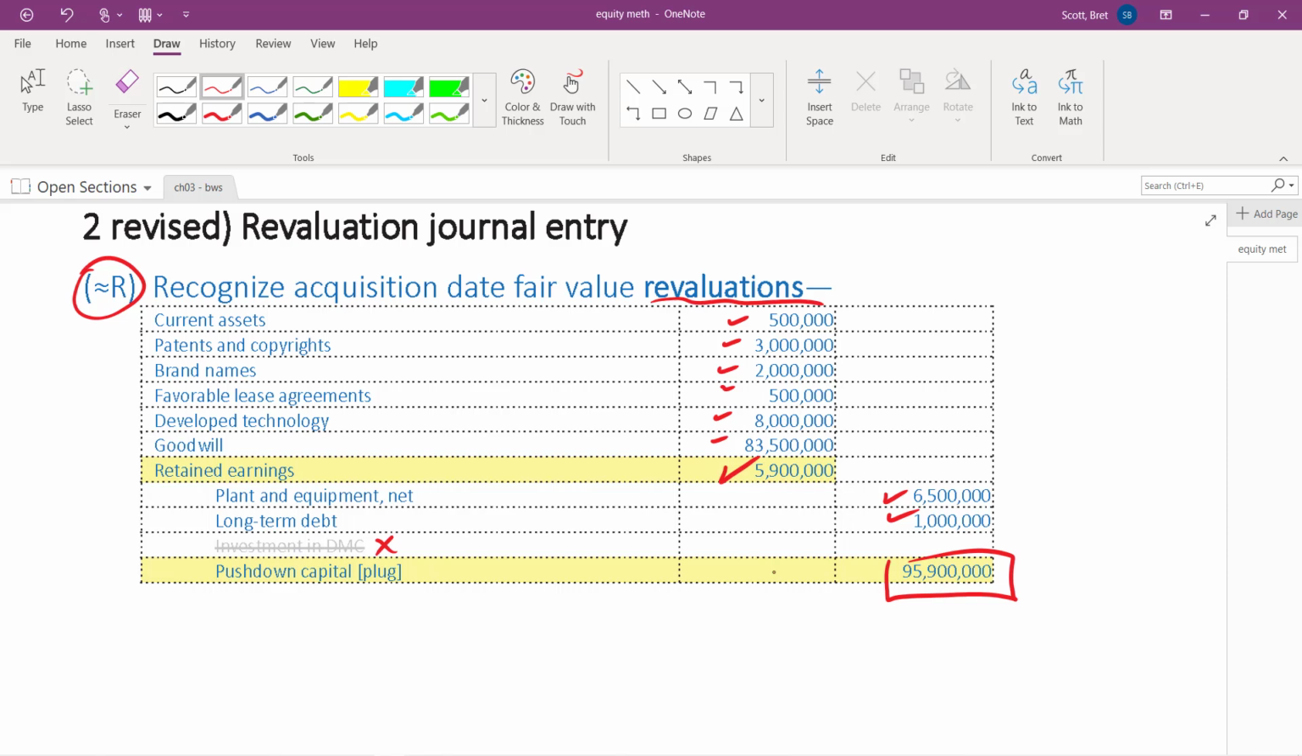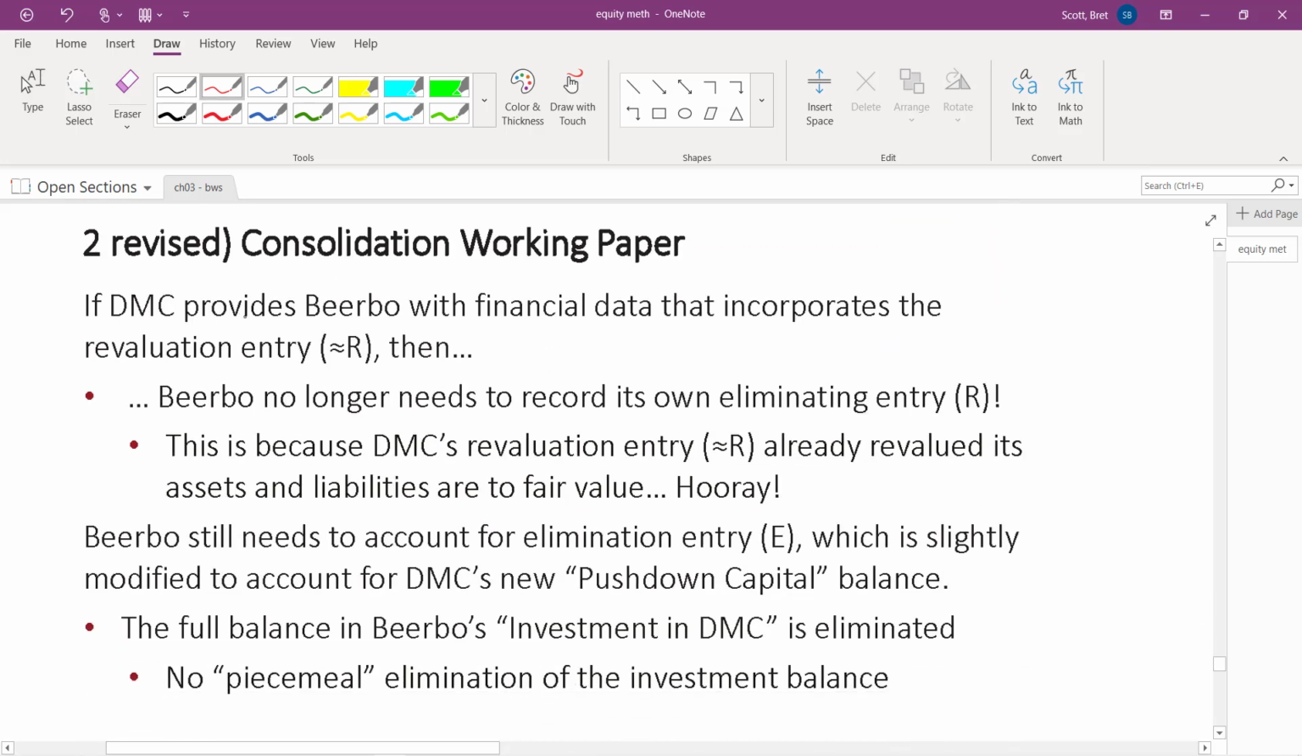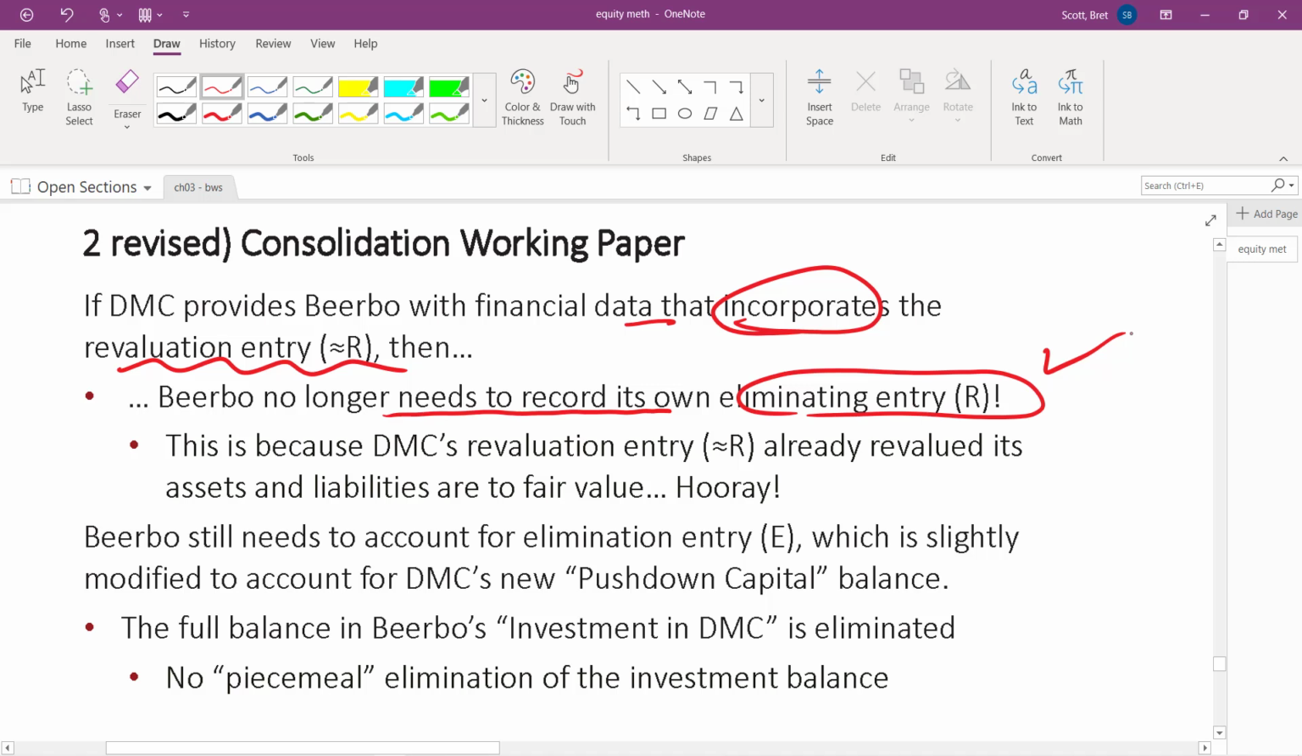Beerbo loves it when the subsidiary does pushdown accounting because this is one less elimination entry on consolidation that we have to worry about. So down below, I can go through this. Huzzah! If DMC provides Beerbo with financial data that incorporates the revaluation entry, then Beerbo no longer needs to record the elimination entry R. Yay, that makes us happy. This is because DMC's revaluation already revalues its assets and liabilities to fair value. Hooray, we really like it when you guys do push down accounting.